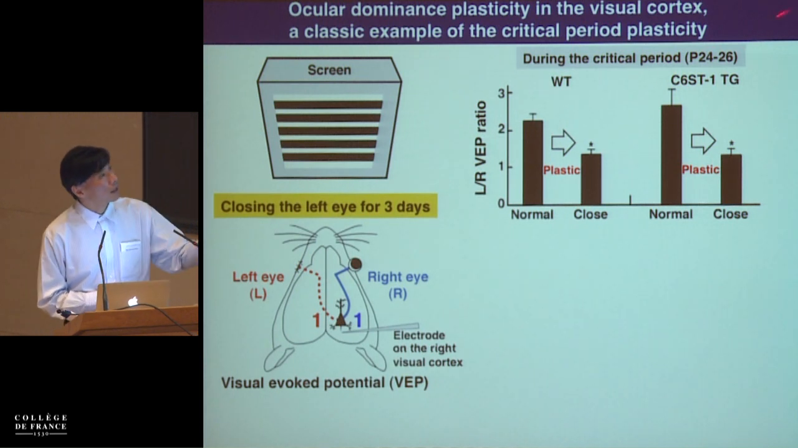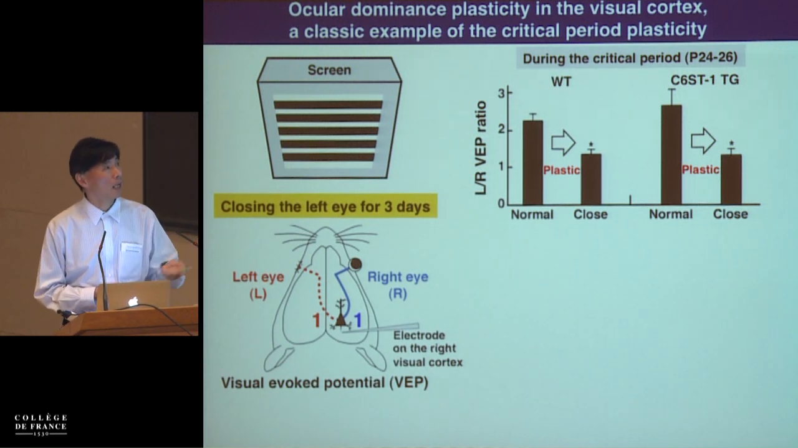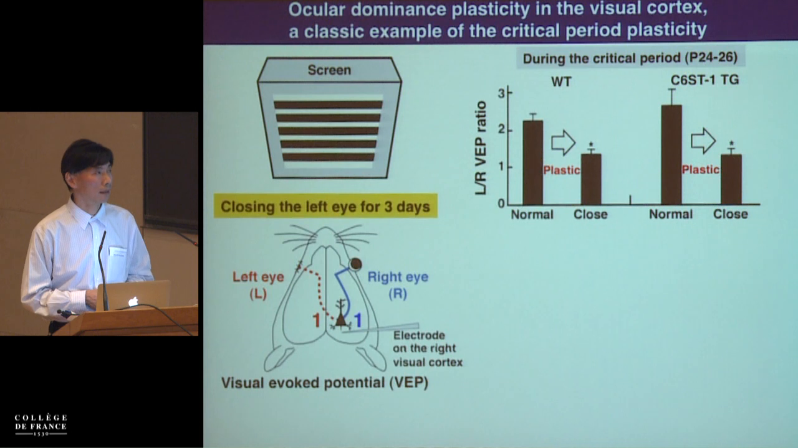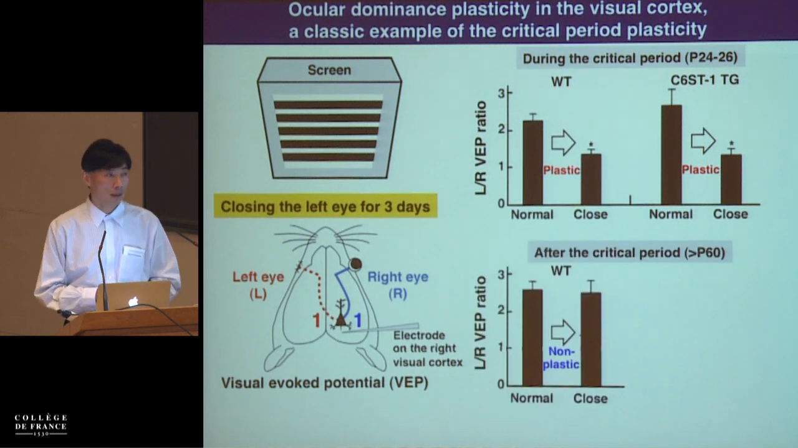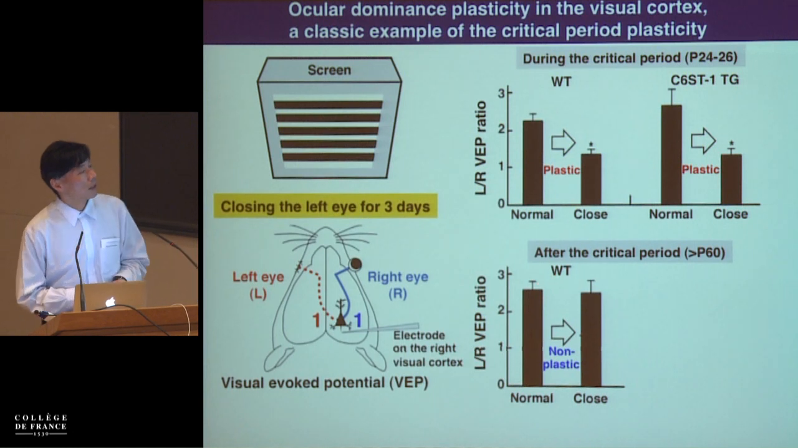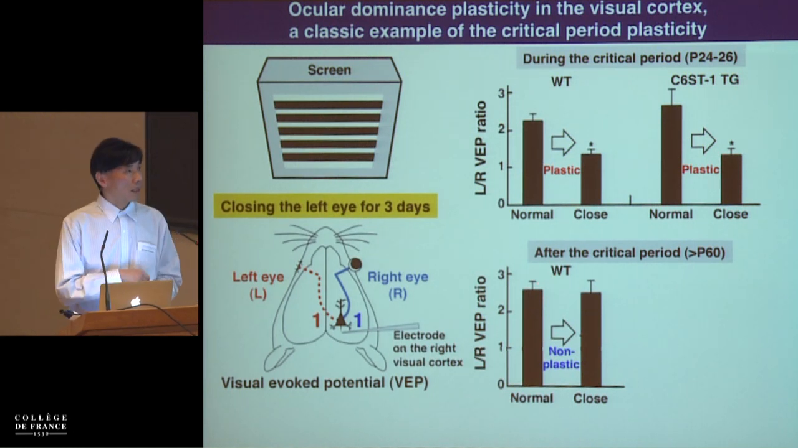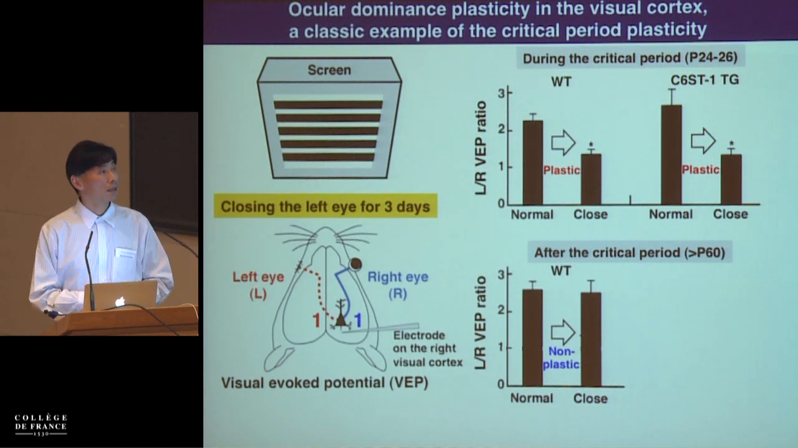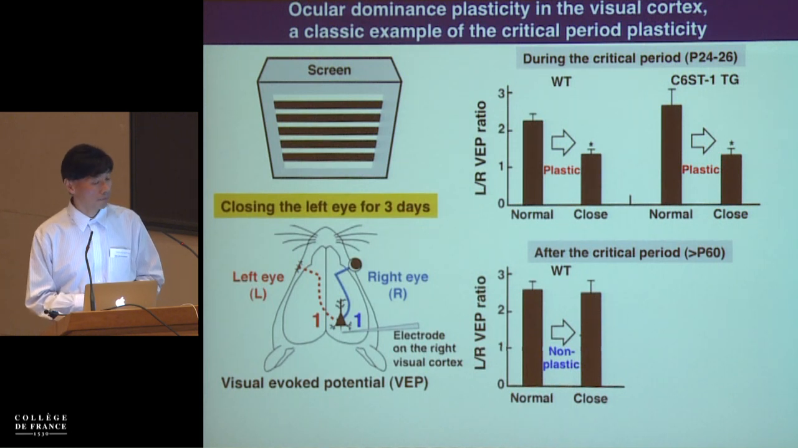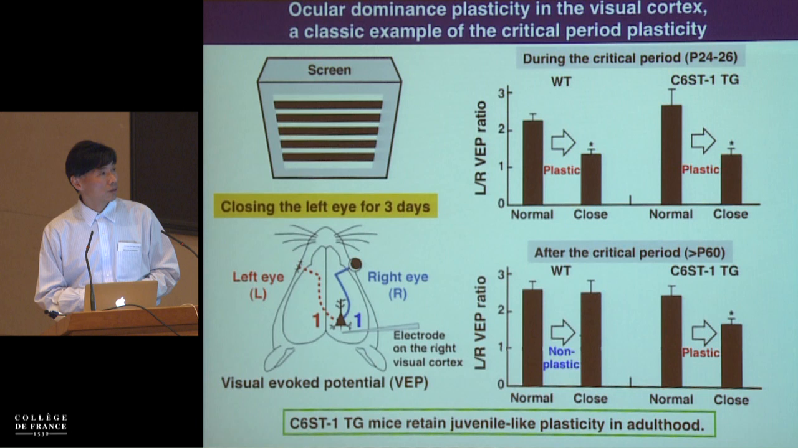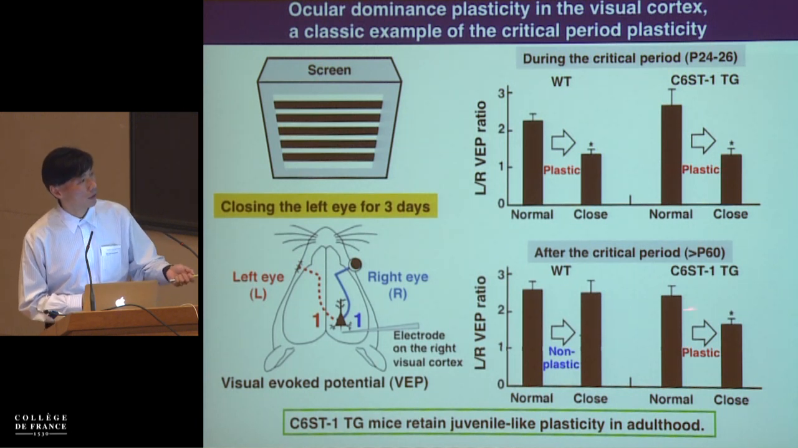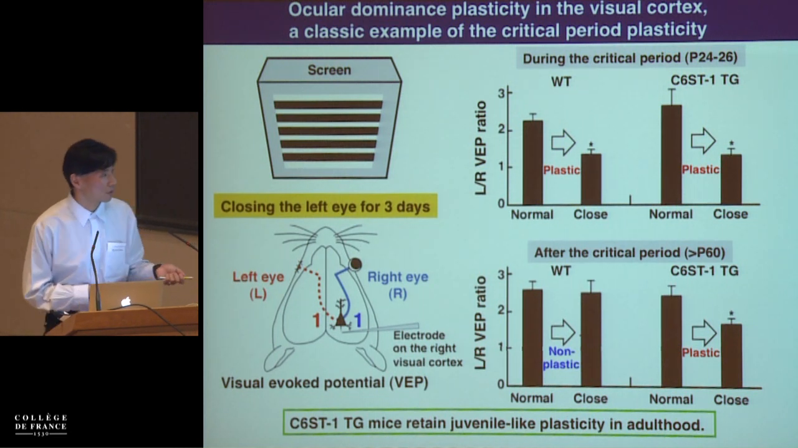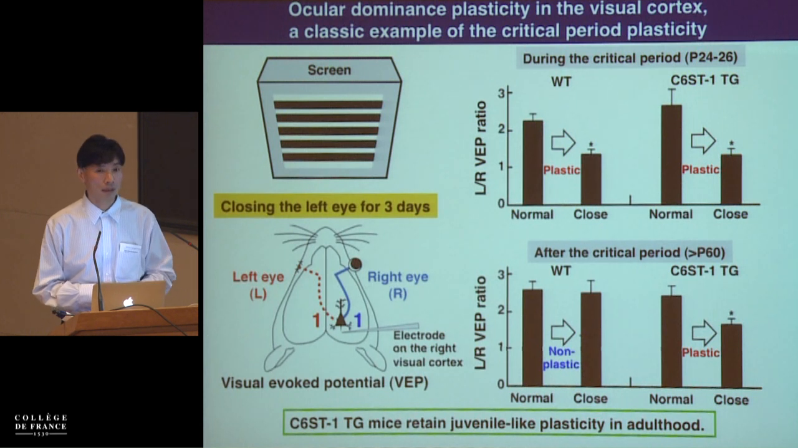We found that in C6ST1 transgenic mice, plasticity occurs normally during the critical period. In contrast, after the critical period in wild-type mice, eye closure did not induce a shift because plasticity is lost in the adult brain. However, the C6ST1 transgenic mice show the shift following eye closure, indicating that C6ST1 transgenic mice retain juvenile-like plasticity in adulthood.